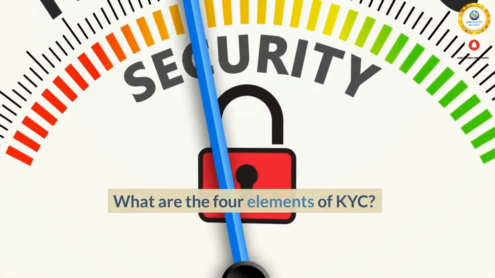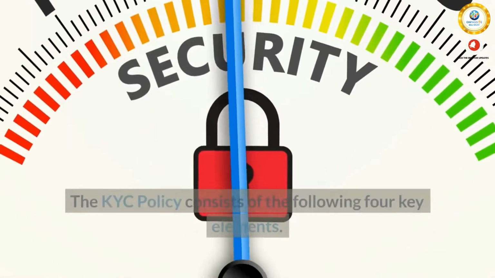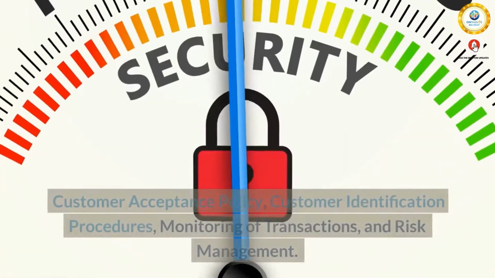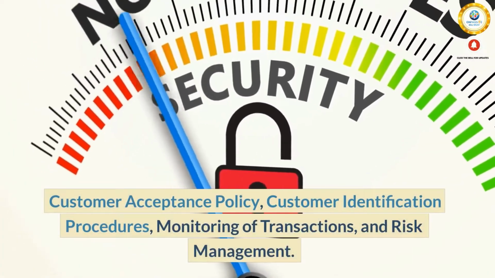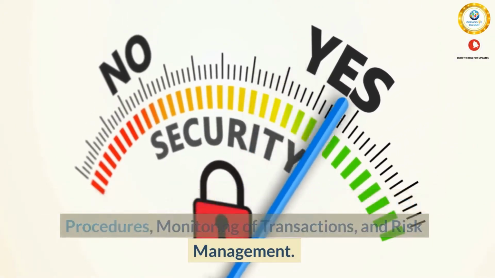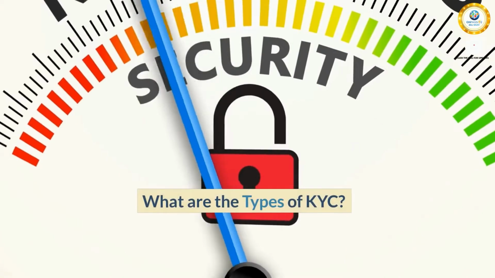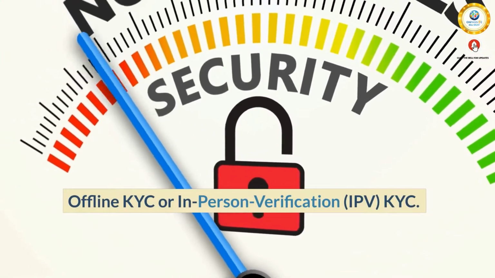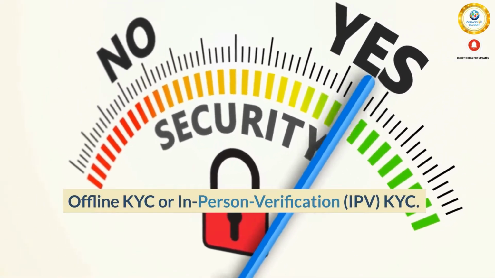What are the four elements of KYC? The KYC policy consists of the following four key elements: customer acceptance policy, customer identification procedures, monitoring of transactions, and risk management. What are the types of KYC? Aadhaar-based KYC, eKYC, offline KYC or in-person verification, IPV KYC.